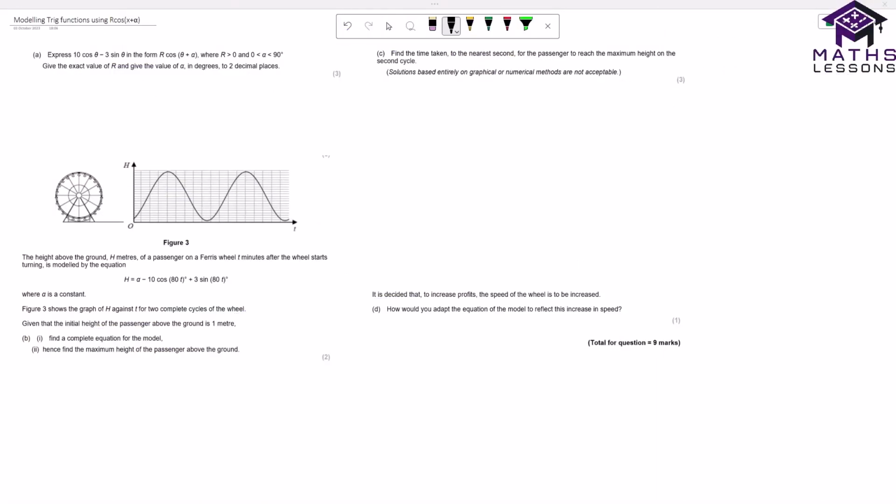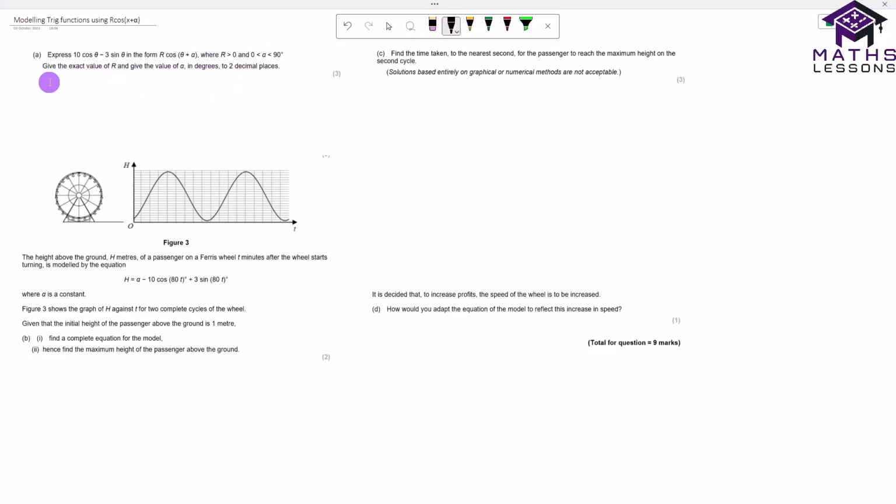Right, here we have a question where we're going to be modelling a trig function using R cos(x + alpha). So we're going to express 10 cos theta minus 3 sin theta in the form R cos(theta + alpha), where R is greater than 0 and alpha is between 0 and 90. Give an exact value for R and the value for alpha to 2 decimal places.